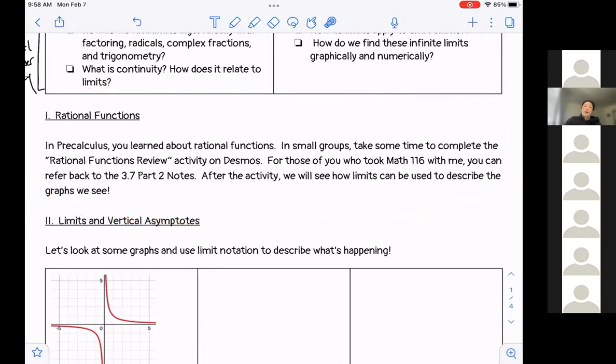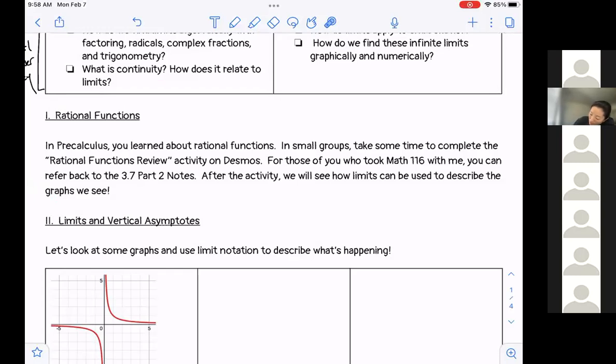Okay. So in pre-calculus, at some point, you learned about something called rational functions. Now, I know that for some of us, pre-calculus was a long time ago. Some of it was just last semester. But no matter how recent or how long ago it was, it's entirely possible that you're thinking, but I don't remember what that is.